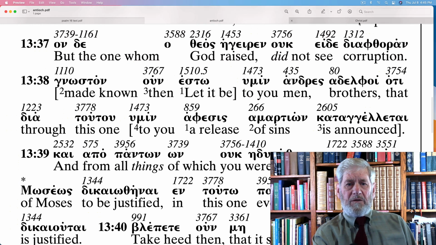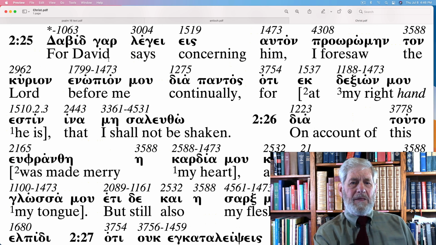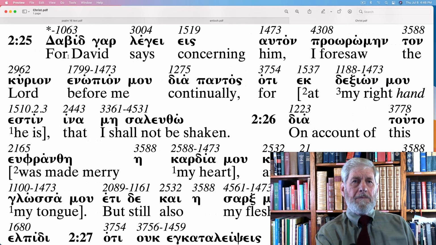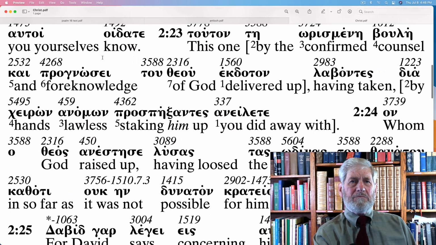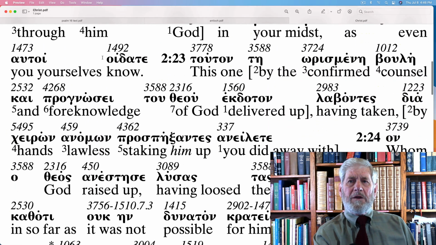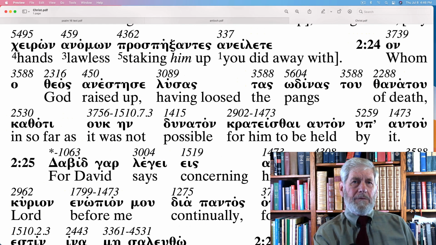Now, in Acts 2:25, it mentions, this is not with Paul, though, this is earlier. I believe maybe this was, I'm trying to think of when this was. Maybe it was Peter. He's talking to the Jews, but whatever. It was whom God raised up.